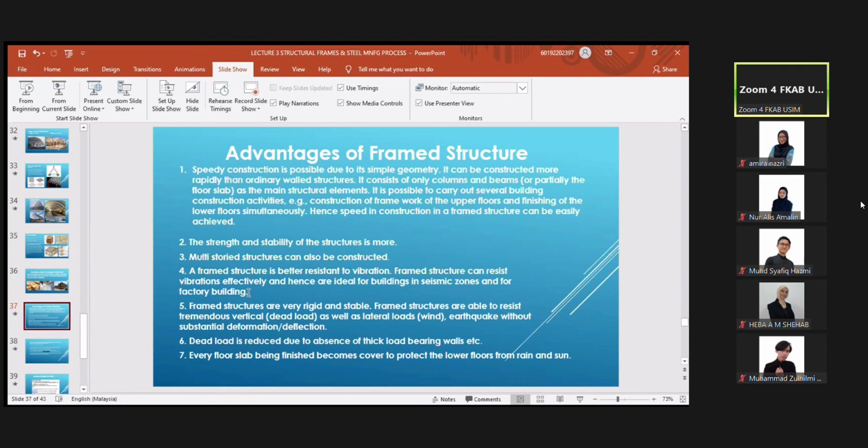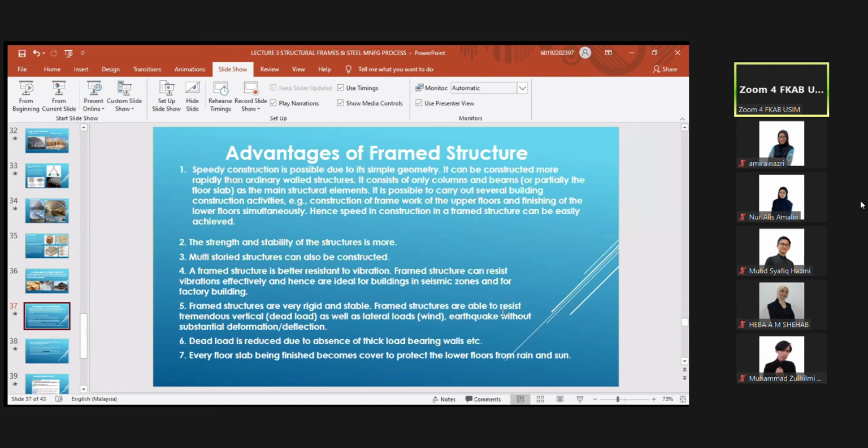But of course, overall, it's about 100,000, especially in Aceh, India, Ceylon, Sri Lanka, and whatnot. Even reaching near the African country. Okay, that is talking about seismic, what vibration can do to buildings. The most frequent seismic areas are Japan and Taiwan. Okay, number 5 here, frame structures are very rigid and stable.